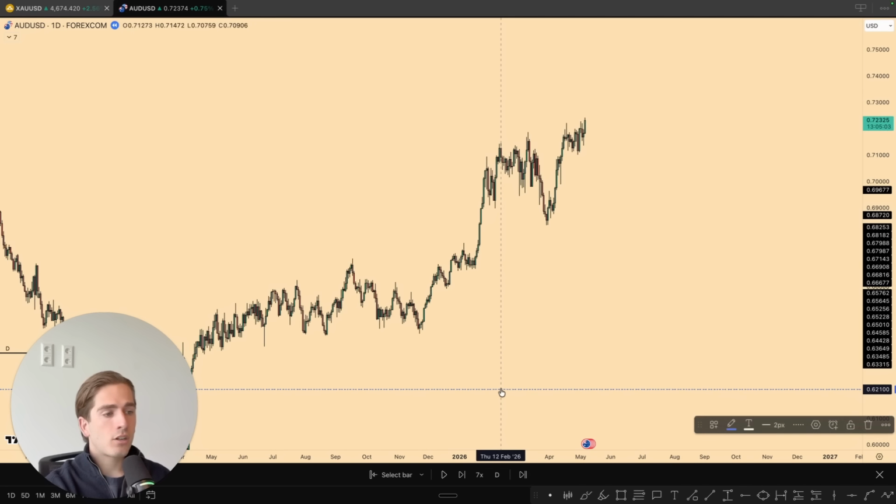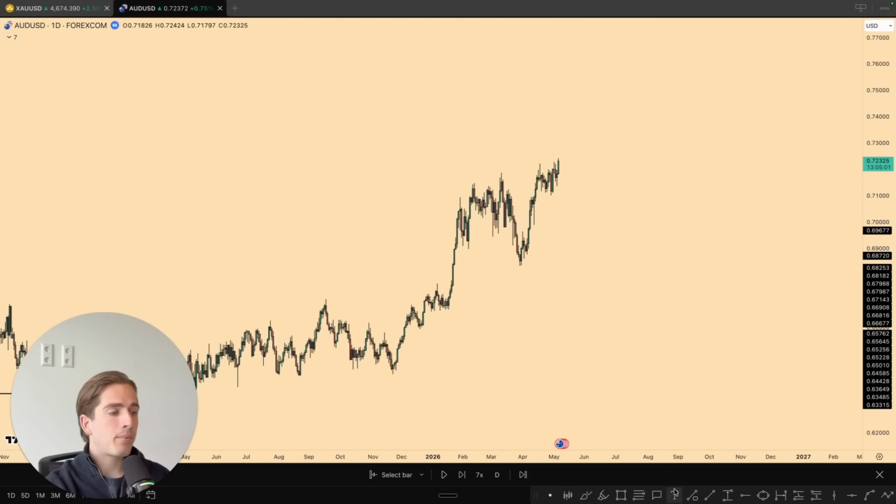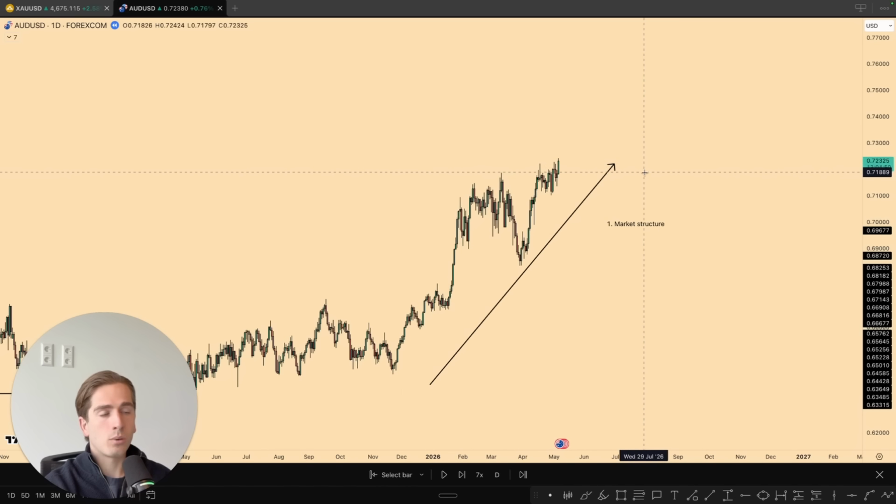Now, we always start on the daily time frame, and the first step that you want to be taking is identifying your overall market structure. Now, it seems something so simple, but it is and will always be so effective because we need to understand, are we looking for longs or are we looking for shorts?